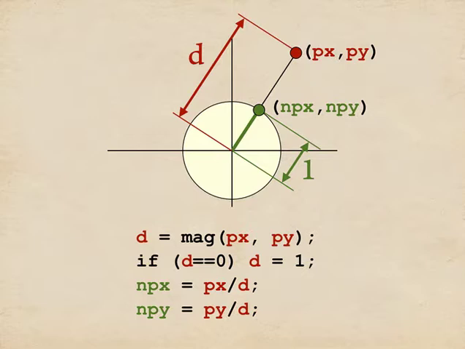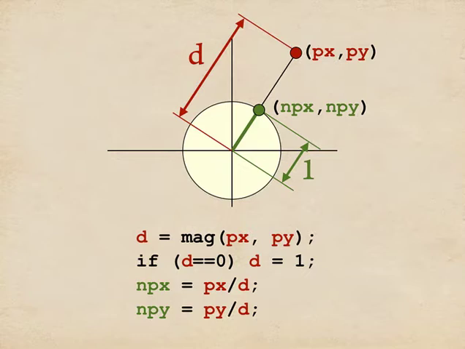These 4 lines now are the recipe for normalizing any line. So we start with px and py. They can be anything, anywhere on the screen. And we compute npx and npy, which is the point in the same direction as px and py, but 1 unit away from the origin.